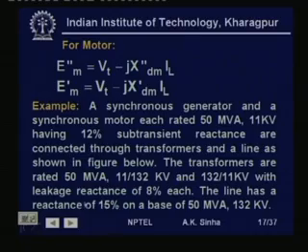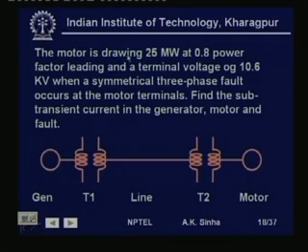The line has a reactance of 15% on a base of 50 MVA, 132 kV. The motor is drawing 25 megawatt at 0.8 power factor leading. Now, this is a synchronous machine, so by over exciting it, we are taking a leading current, and a terminal voltage of, I am sorry, this should be 10.6 kV. So, the terminal voltage here is 10.6 kV, the nominal voltage given is 11 kV.